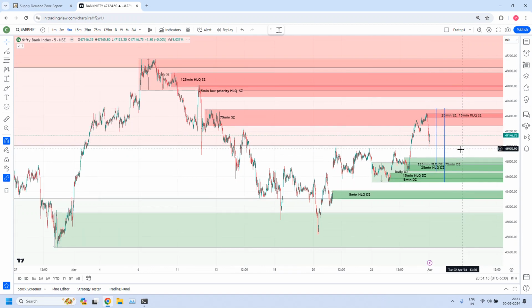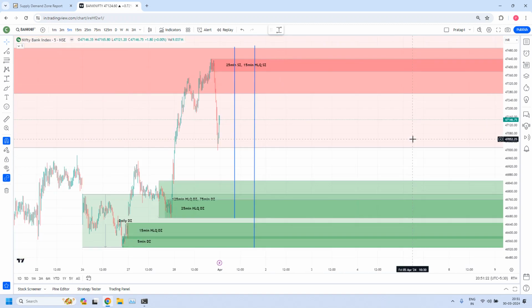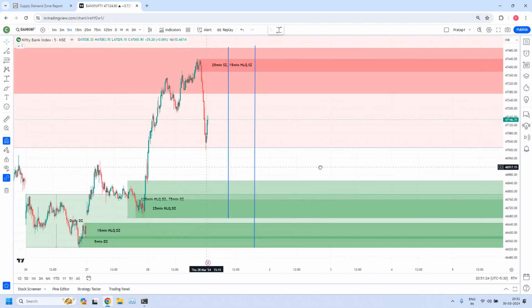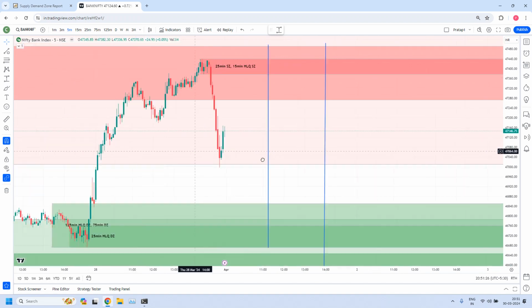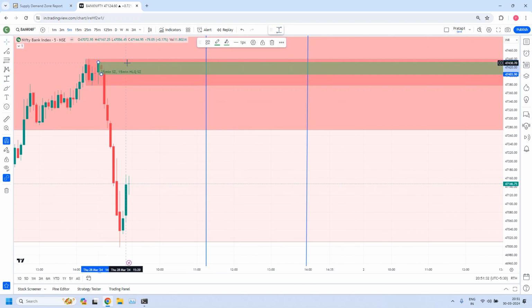This is what you can expect. If this 75 minute supply zone is violated, first of all, is there any 5 minutes order flow here? Yes, this is very excellent. We have a 5 minute supply zone.